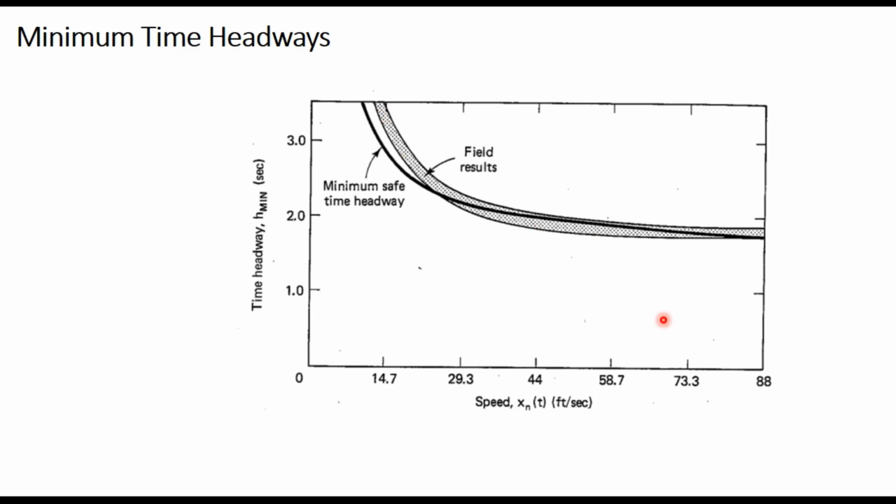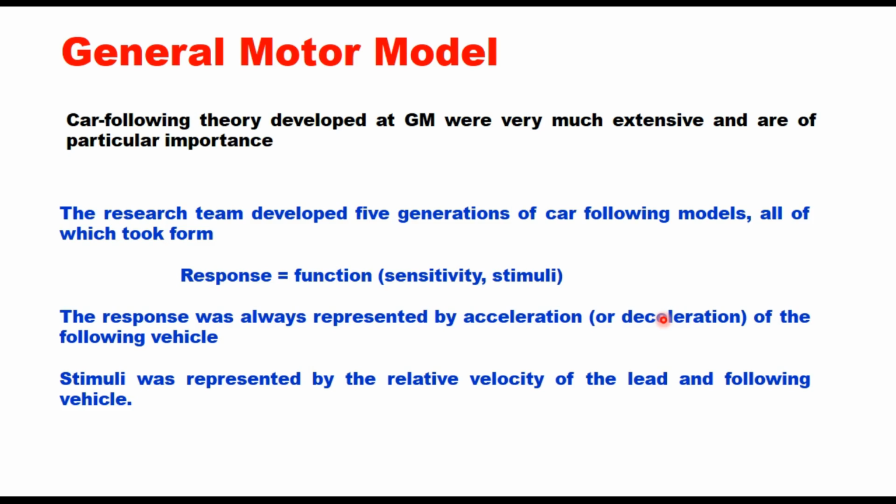But the very versatile models which are used, that is the General Motors model and the car following theory developed at GM, were very extensive and are of particular importance. The research team developed 5 generations of car following models, and the basic equation is that response is a function of sensitivity and stimuli. The response is always represented by acceleration or deceleration of the following vehicle, and the stimuli here is represented by the relative velocity of the lead and following vehicle. So the speed difference between the lead vehicle and the following vehicle is the stimuli, and to this stimuli the following vehicle will respond by either deceleration or acceleration.